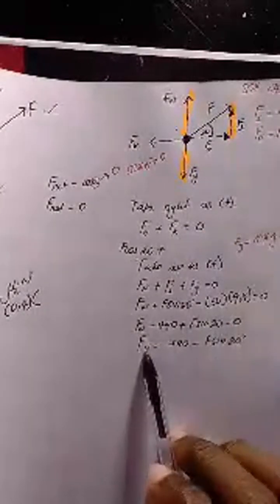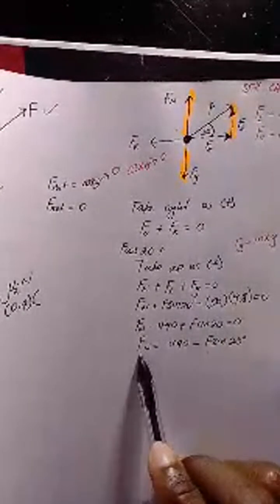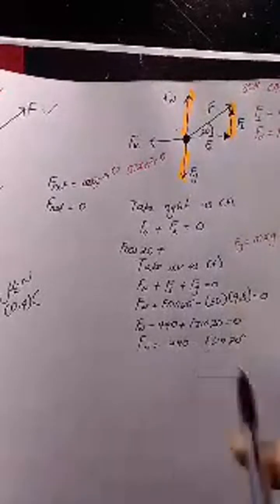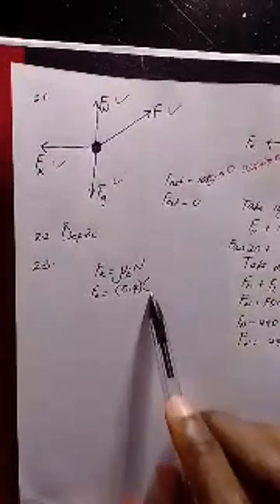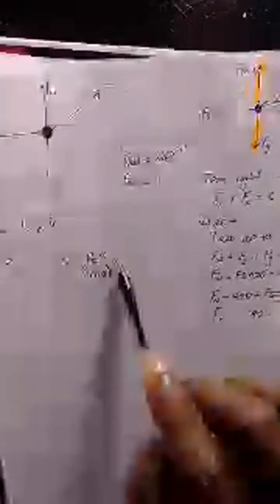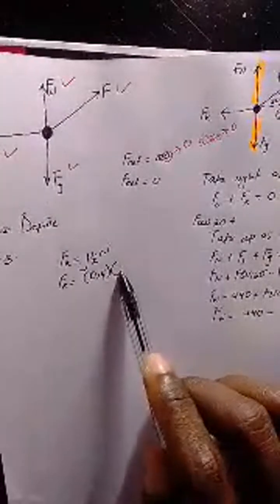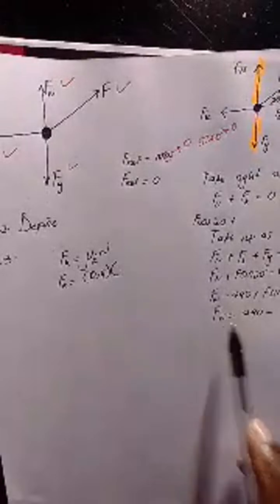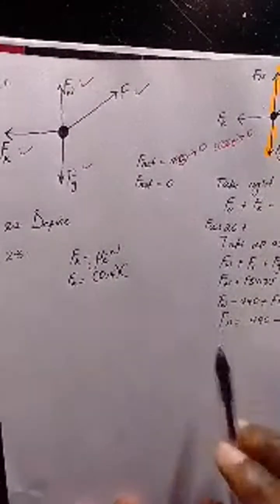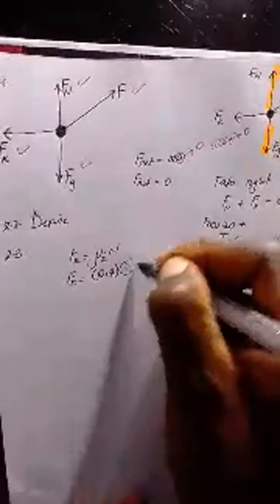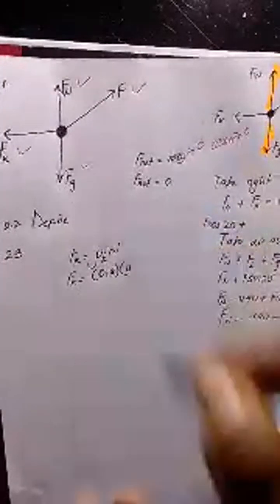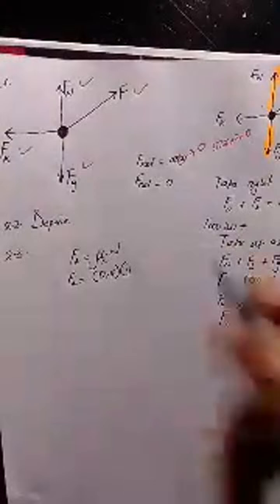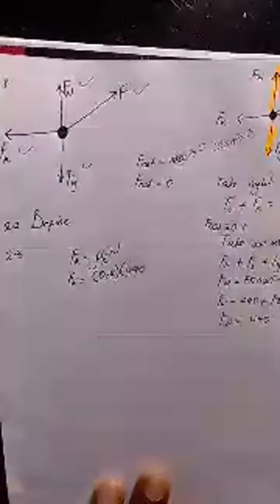So now we have Fn. I know we have two unknowns: Fn is unknown and F is unknown. Don't worry, now we are going to substitute. Fn is normal force, remember. Where you see N here, it is also Fn, the normal force. So where you see N here, you're going to say 490 minus F sine 20.